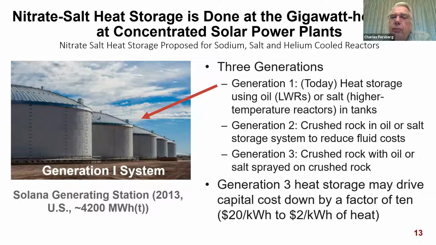Third generation systems look at using crushed rock as a heat storage component, and the oil or salt is sprayed on the crushed rock and used to move heat from the reactor to heat storage to the turbo generator, but is not part of the storage system. It's only a heat transfer fluid that is used to move heat from point A to point B. The noteworthy feature of Generation 3 heat storage is it may drive capital costs down by a factor of 10 to perhaps $2 to $3 per kilowatt hour of storage. Extraordinarily cheap storage relative to any other systems.